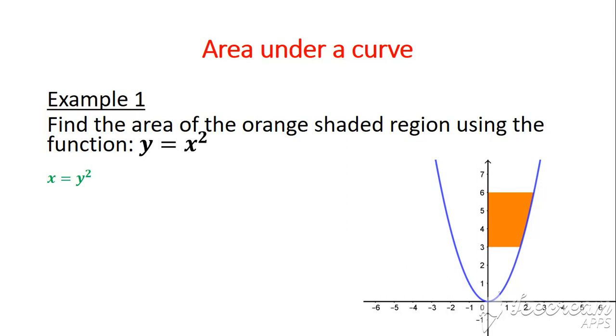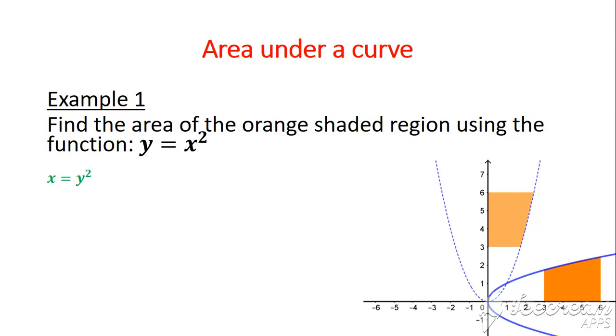So we end up with a function that looks like this. It's the same function, but it's on its side, pretending that the x-axis is the y-axis and the y-axis is the x-axis. And therefore, the area that we're trying to find is still between the boundaries of 3 and 6. And now we can carry on as if it's normal.